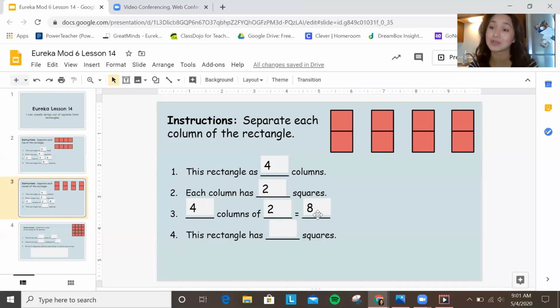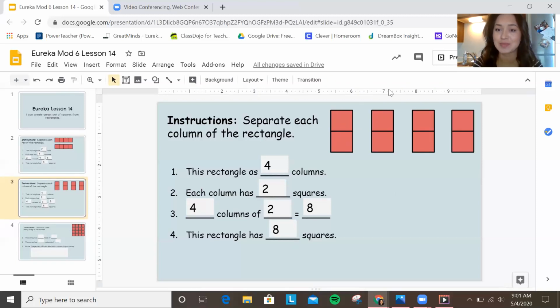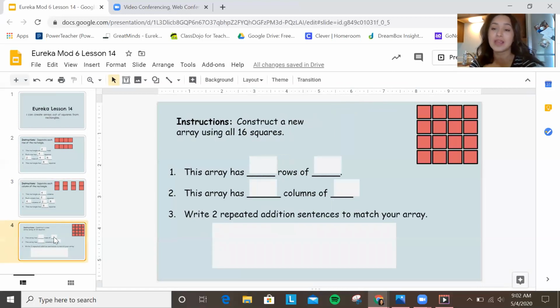4 columns of 2 equals 8. This rectangle has how many squares? Did our total change? No. All right, let's try to redeem ourselves here. We're going to skip count again. 2 plus 2 equals 4. 4 plus 2 equals 6. 6 plus 2 equals 8. Perfect. Let's do a silent celebration. Here we go. All right, now we have a ton of squares here.